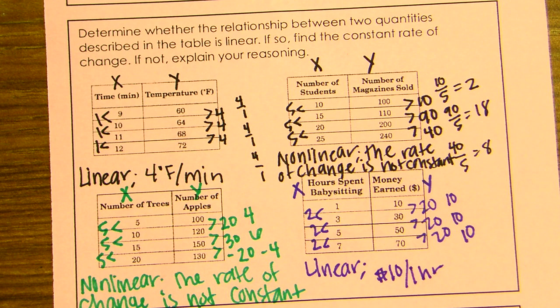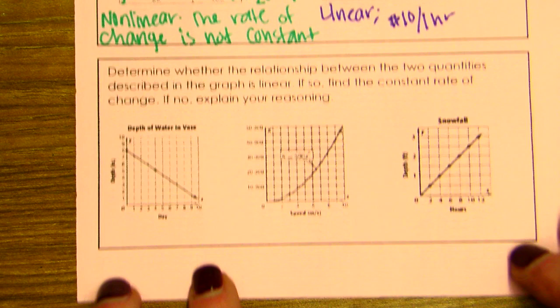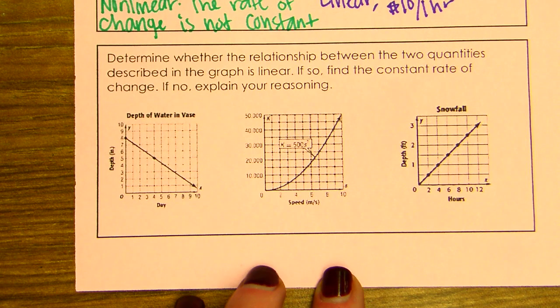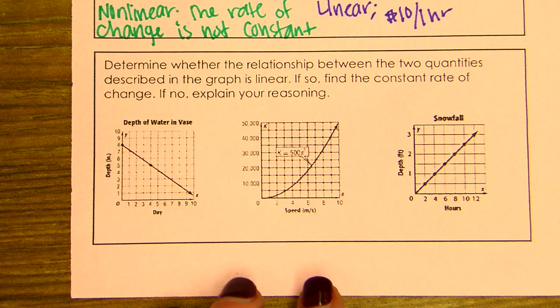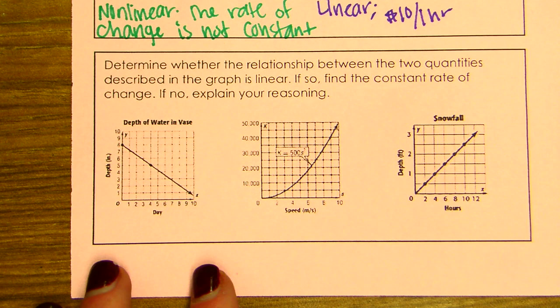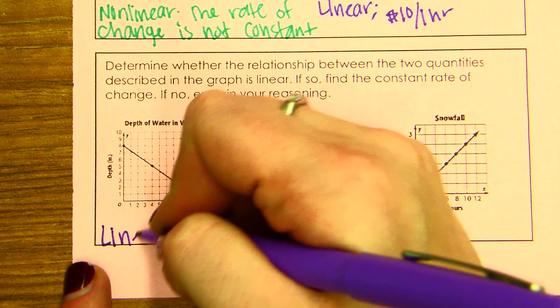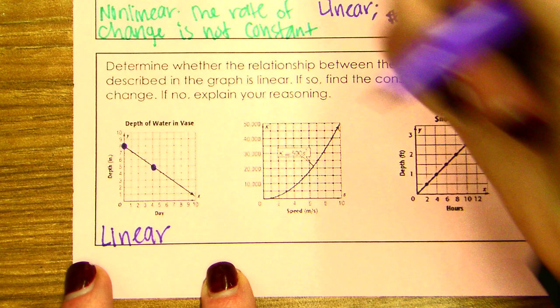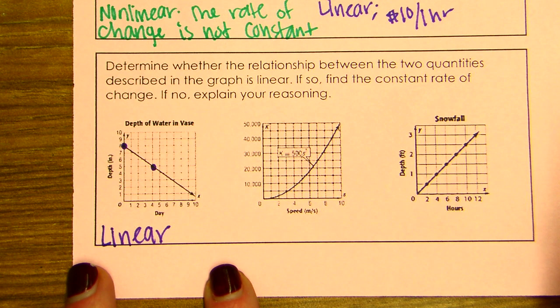Okay, we're going to use our other definition of linear when we're doing these bottom three problems. It says, determine whether the relationship between the two quantities described in the graph is linear. If so, find the constant rate of change. If not, explain your reasoning. So if it's a straight line, then we know it's linear. So I know this one is linear, and now I have to find the rate of change. I'm going to use the two dots that are already labeled for us. And we're going to do the same thing, change in y divided by change in x.